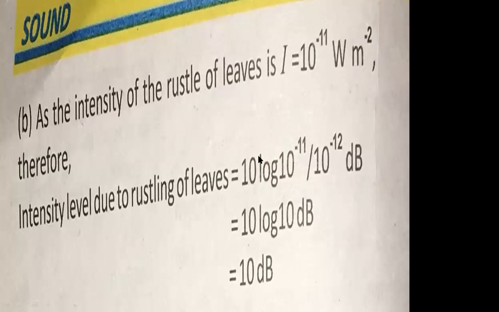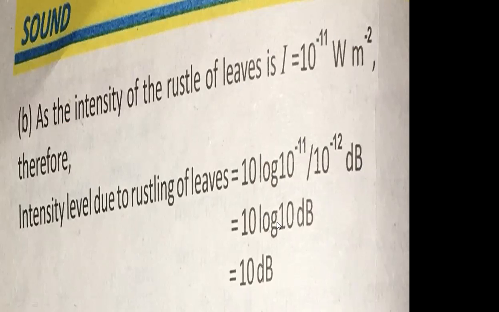Therefore, I will use the same formula. The intensity level due to the rustling of leaf equals 10 log of 10 raised to the power minus 11, and in the bottom we have 10 to the power minus 12 in the formula. If you take this 10 to the power minus 12 on the top, when the bases are the same, the powers are added. Minus 11 plus 12 gives 10 to the power 1.